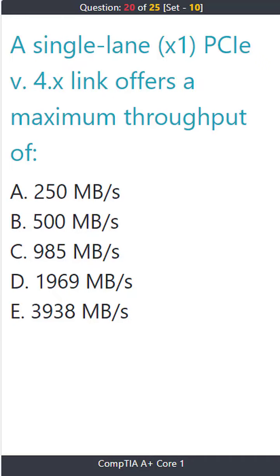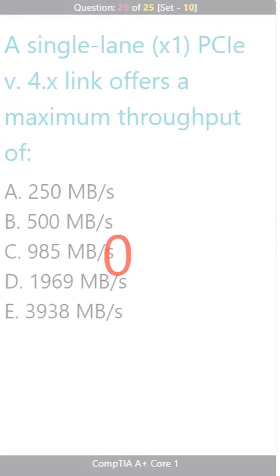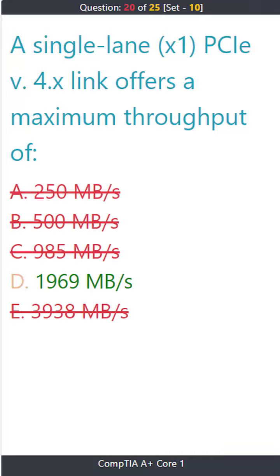Question 20. A single lane, X1, PCIe v4.x link offers a maximum throughput of A. 250 MB/s, B. 500 MB/s, C. 985 MB/s, D. 1969 MB/s, E. 3938 MB/s. The correct answer is D. 1969 MB/s.